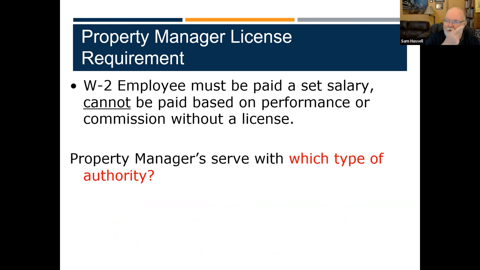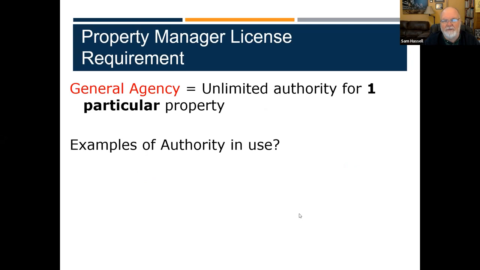Remember back when we talked about the three different types of agents. You had universal agents, special agents, and then general agents. If you were a property manager, don't you do a lot of things for the property owner? You do them over and over and over again. You don't have to get rehired every time you do one of those things, right? So you are going to work as a general agent. You have unlimited authority for one particular piece of property. You're just going to keep going.